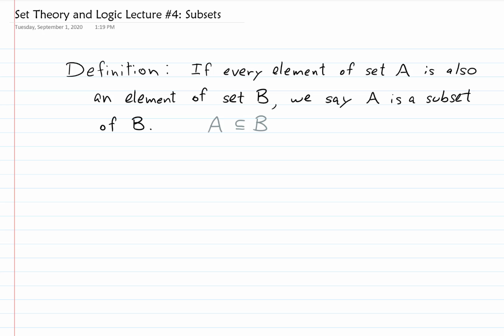Okay, so let's think about it. If A is not a subset of B, then doesn't that mean that there has to be an element of A that is not an element of B? So in other words, to show that a set A is not a subset of B, you only need to find one element of A that is not in B. Let's look at some examples.